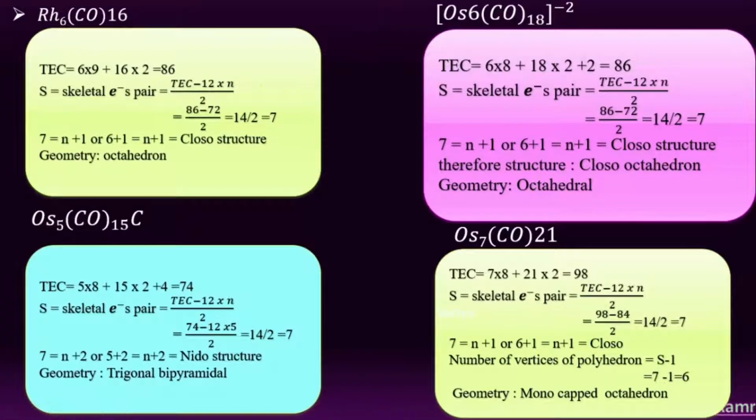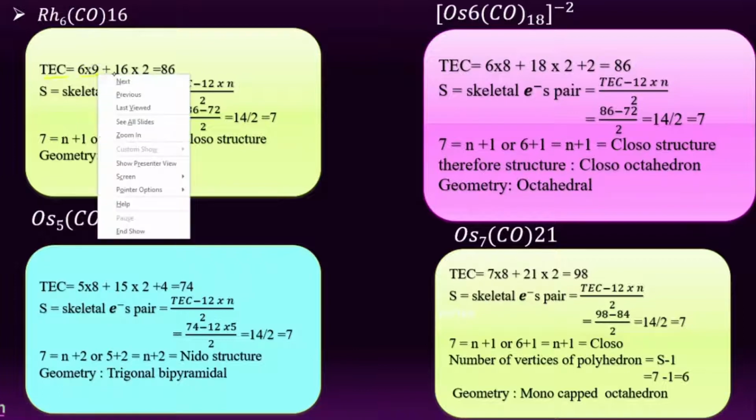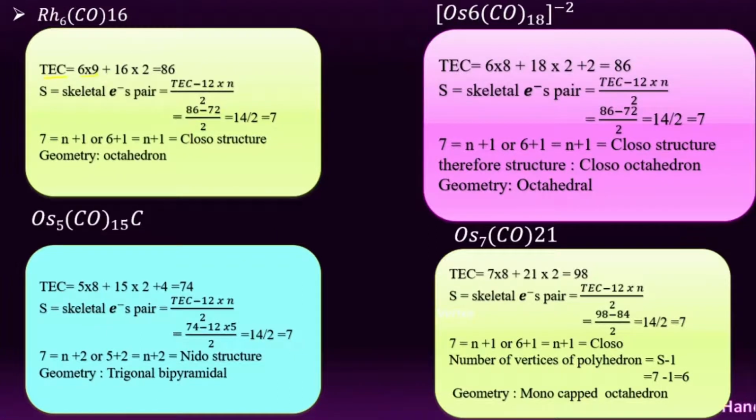Right, here we have different types of examples. Here you can see this is Rh6(CO)16. First of all we will calculate the total electron count, TEC, which is equal to the number of metal atoms into its valency electrons plus the number of COs. Here 16 COs are there, and each CO contributes 2 electrons to the metal atom. Therefore the total number of electrons is 86.